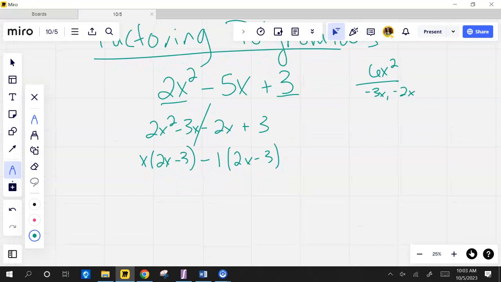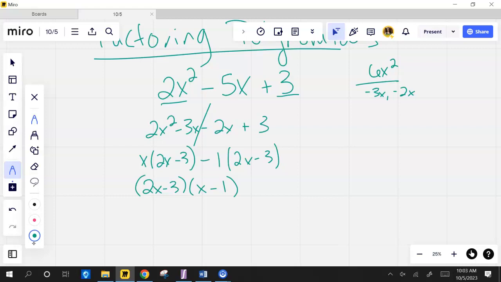What goes in front? Either x minus 1 or 2x minus 3. It doesn't matter. But now it's fully factored, right? Do we all remember that? Oh, yeah.